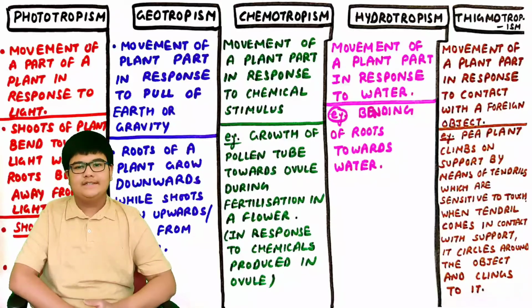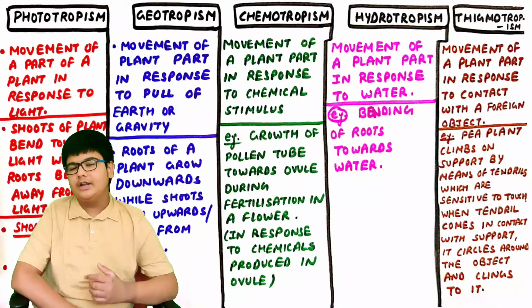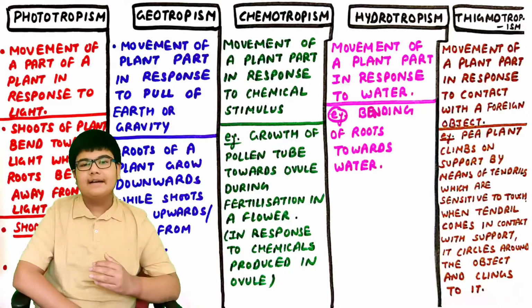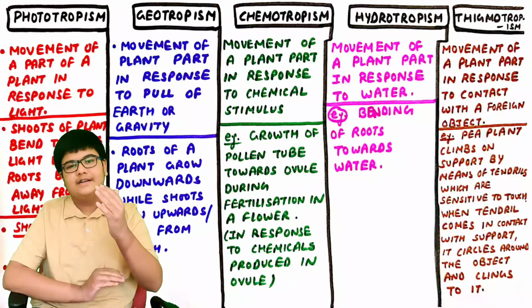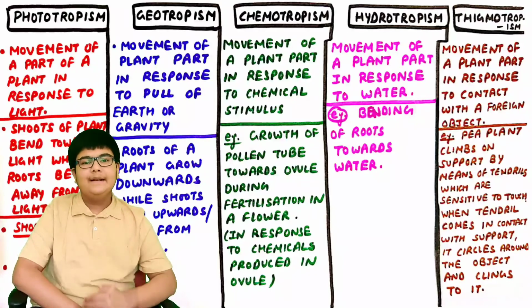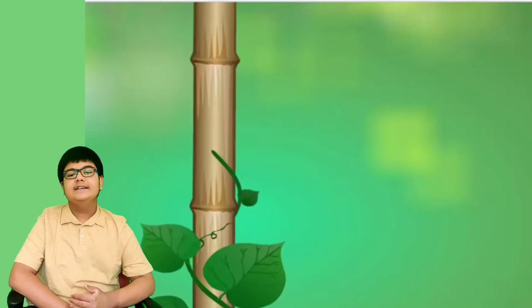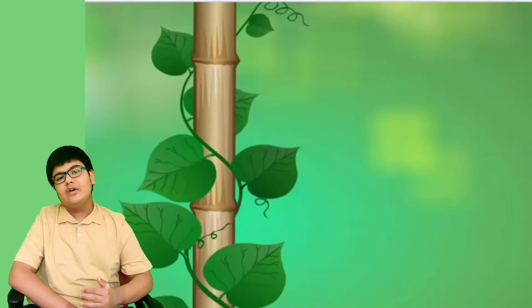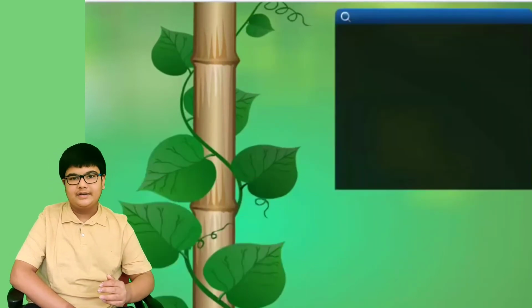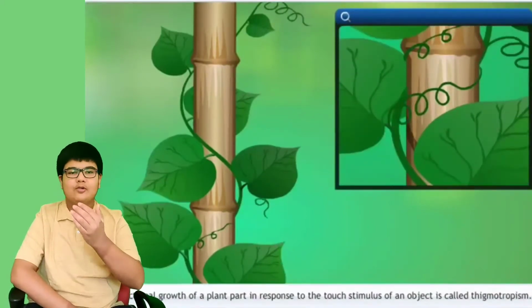Fifth, thigmotropism. It is the movement of a plant part in response to contact with a foreign object. When a plant part comes in contact with a foreign object, then if it shows some movement, it comes under thigmotropism. For example, a pea plant climbs on a support by means of its tendrils which are sensitive to touch. When the tendril comes in contact with the support, it circles around that object and clings to it. So clinging of the tendrils of a pea plant to a support is an example of thigmotropism.